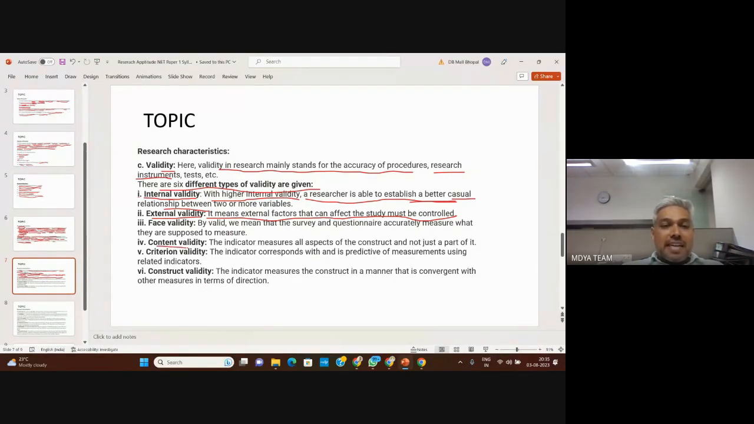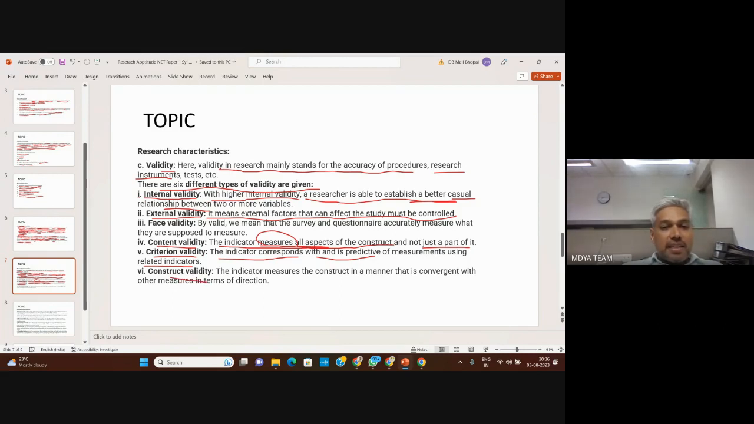Fourth validity is content validity. The indicator measures all aspects of the construct and not just a part of it. Construct means, when you prepare a questionnaire, the questions in the questionnaire are called the construct, right? So the measurement of that construct is important here in content validity. Criterion validity: the indicator corresponds with and is predictive of measurements using related indicators. This is criterion validity.